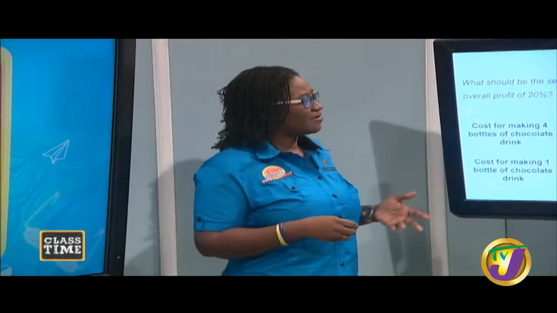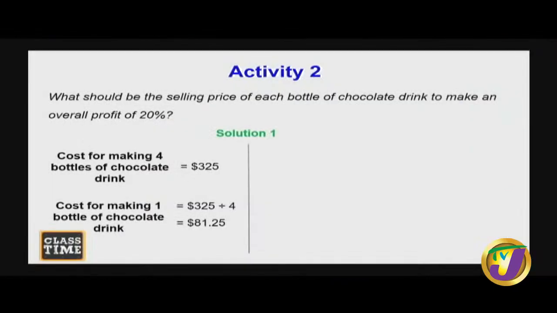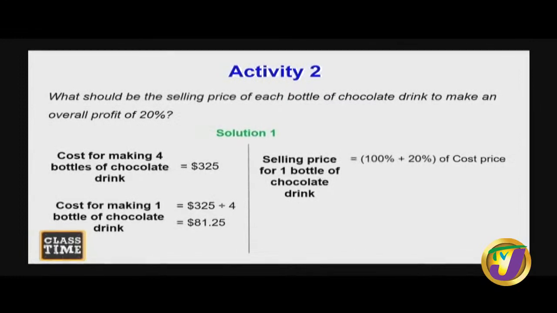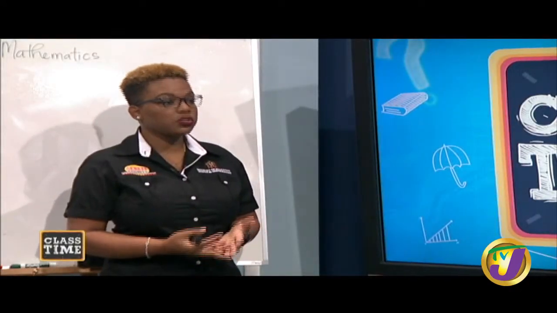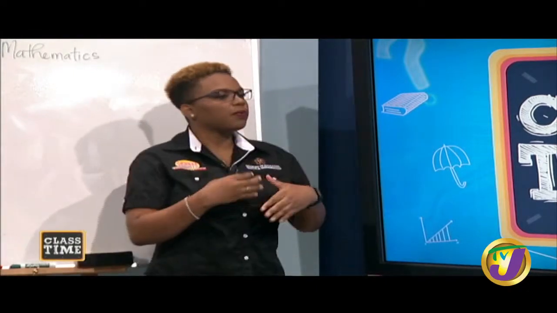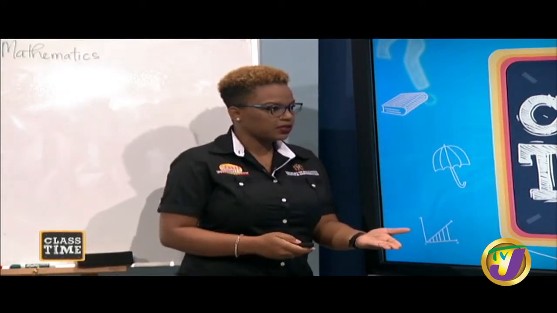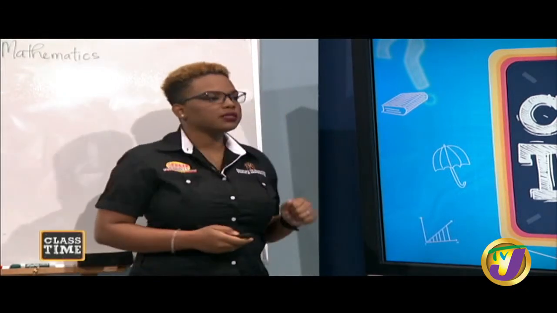So the selling price is going to be now 100% plus that 20%. We're finding 120% of the cost price. So the cost is our 100%, our starting price, and we're adding on that profit of 20%, giving us a selling price of 120% of the cost price.